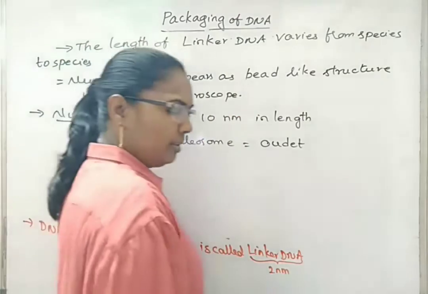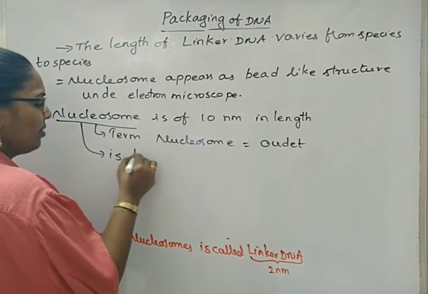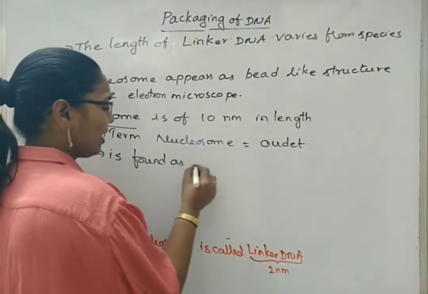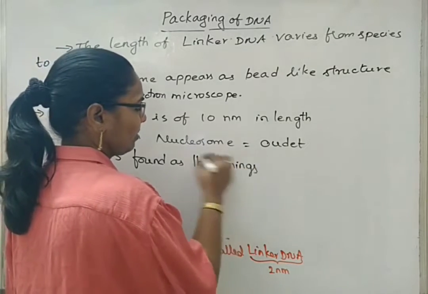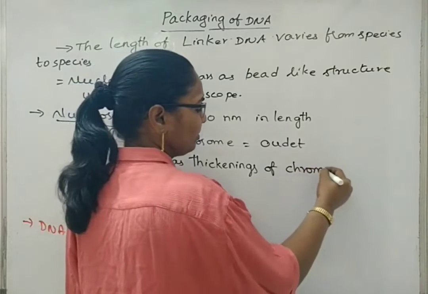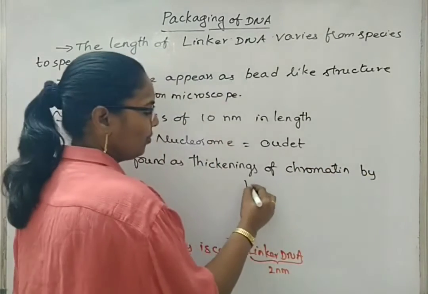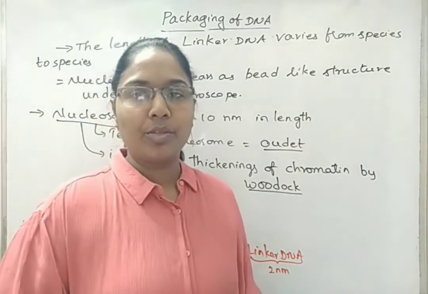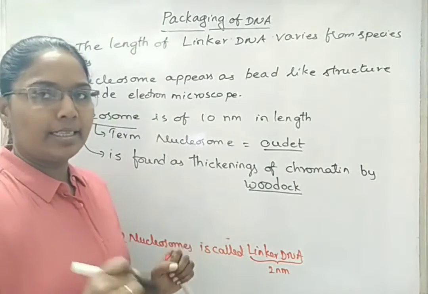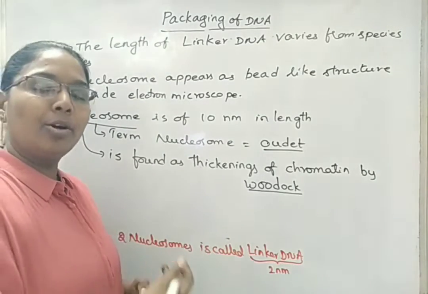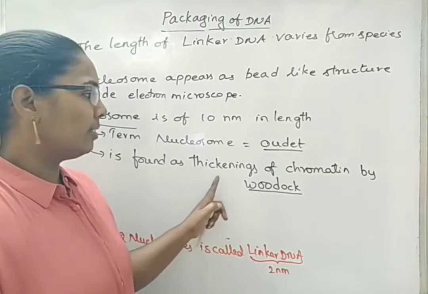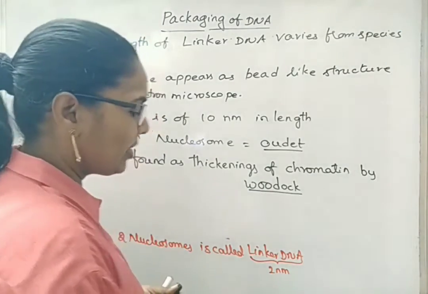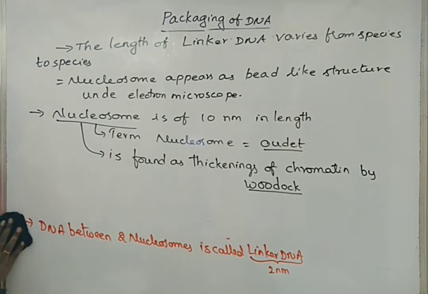Next. Nucleosome is found as thickenings of chromatin by Woodcock. Here scientist names are very much important because sometimes while framing the questions in previous MCQs, they are giving the correct scientist or contributor name, but along with that correct option, the other 3 options are included with some other scientist names like this. So, in this chapter and even in the Principles of Inheritance chapter, it is better to know about contributors or scientist names also.